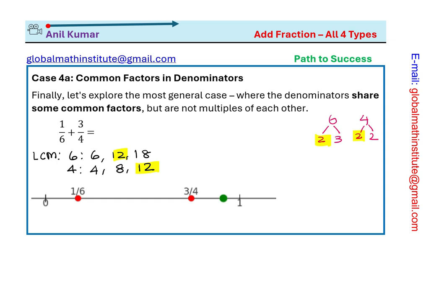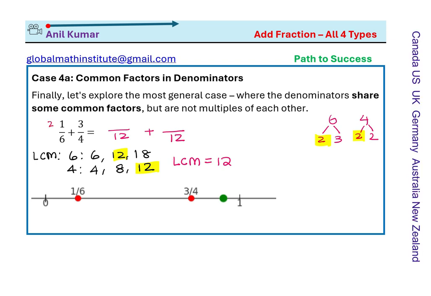So basically, now we know that the LCM in this case is 12. So you have to rewrite this as something over 12. You understand? So from 6, you have to multiply by 2. So 2 times 1 is 2. And 4 times 3 is 12, so multiply by 3, correct? So you get 9 here.